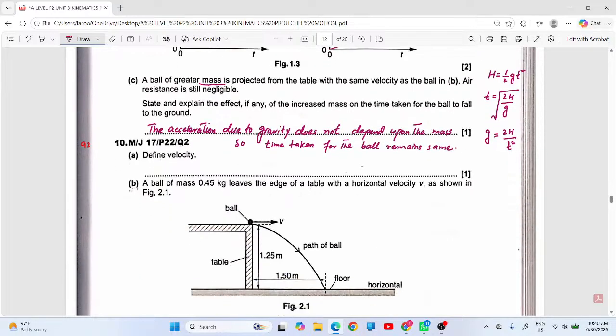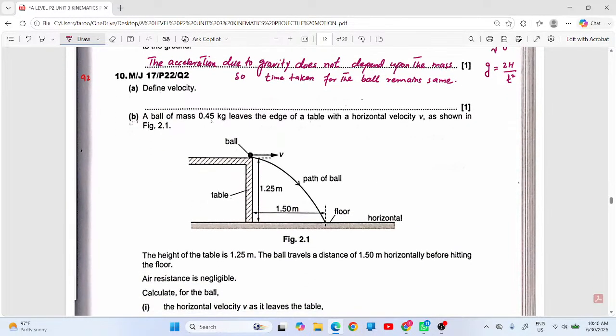Next, define velocity. We can write: velocity is the change in displacement per unit time, or the rate of change of displacement.